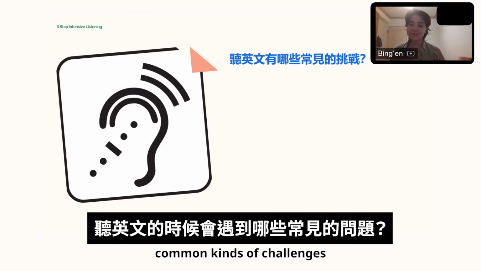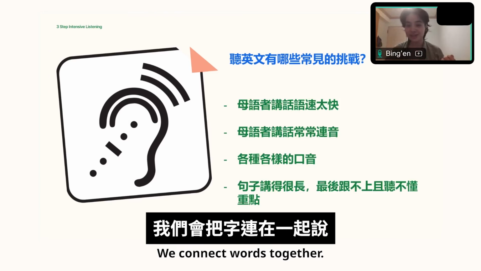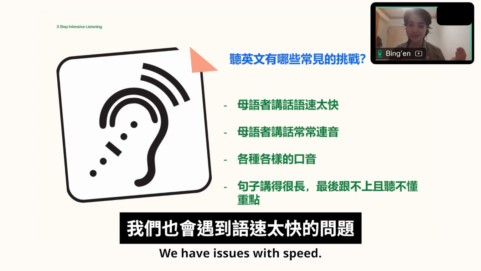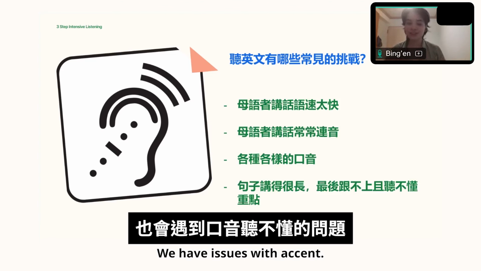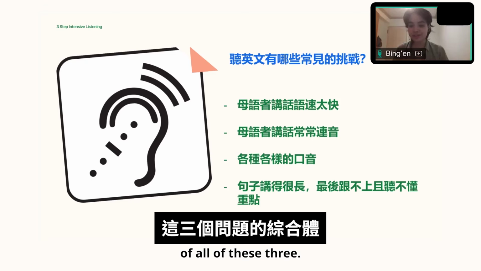What are some of the common kinds of challenges we have with listening to English? We have issues with slurring, with vowels. We call that slurring in English. We connect words together. We have issues with speed. We have issues with accent. One of the biggest issues, I think, is a combination of all of these three.